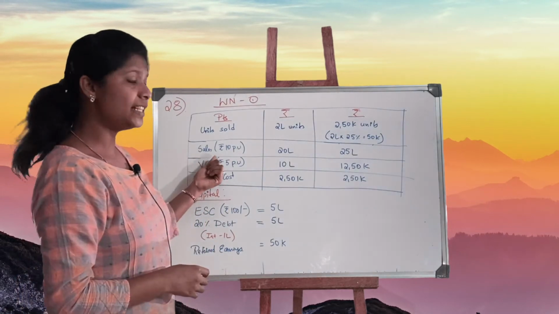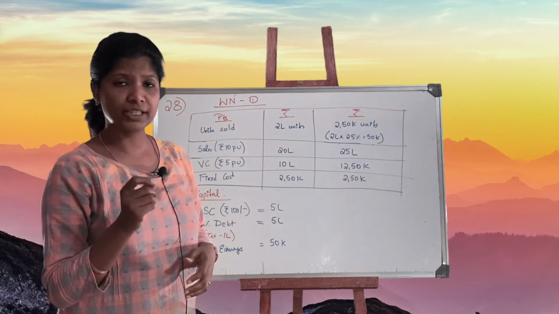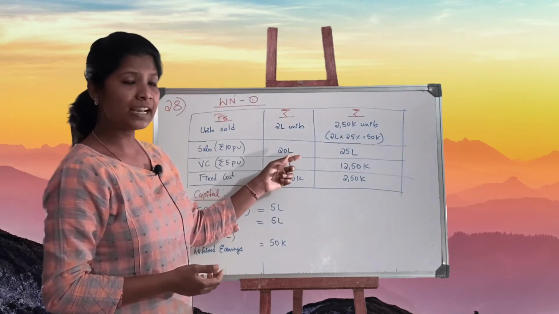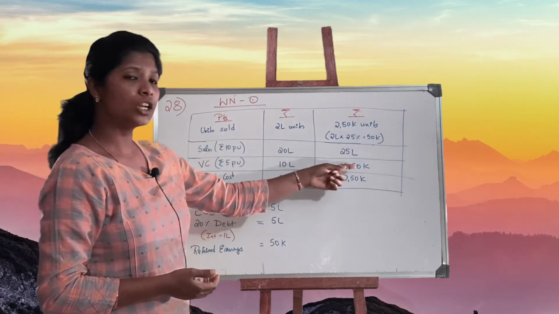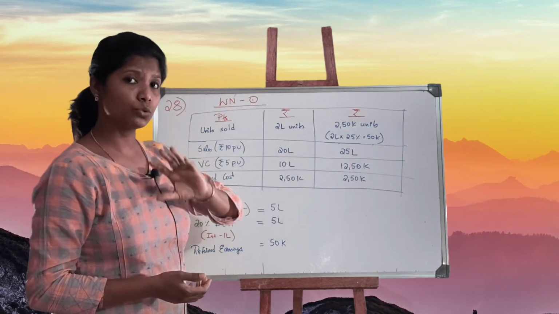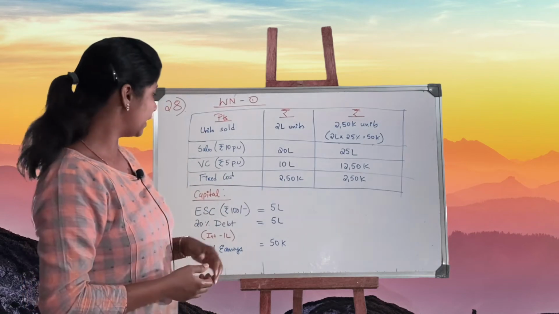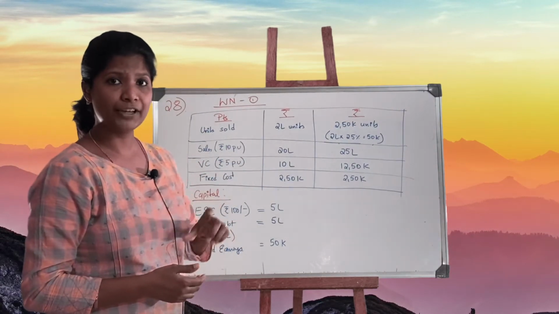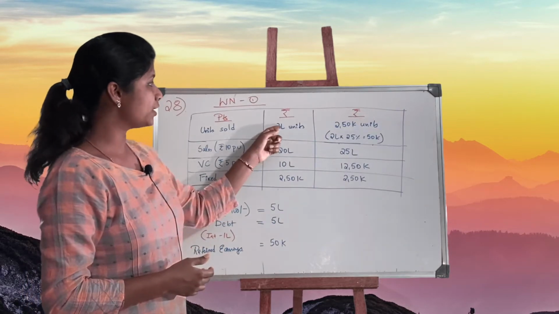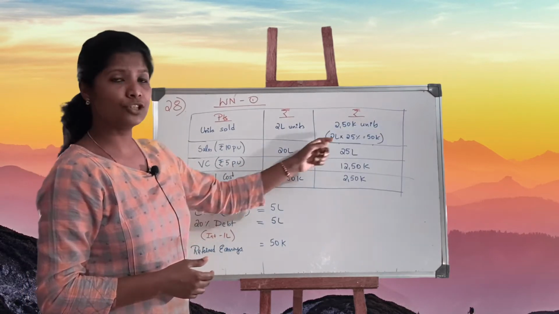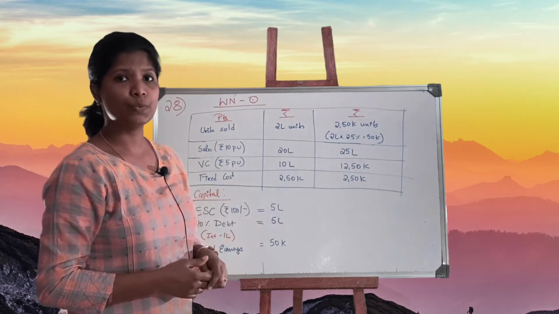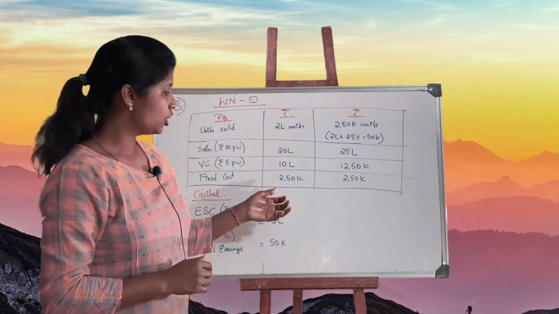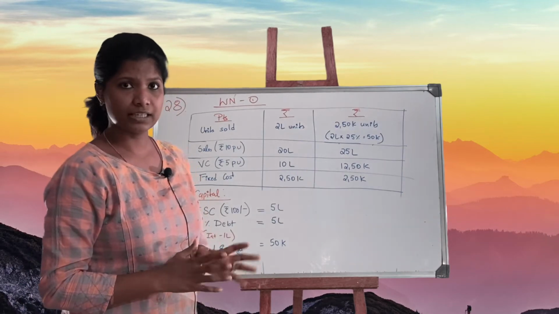Let's find out the sales. The question is given, each unit is sold at rupees 10. So 2 lakh into 10, 20 lakh, 2 lakh 50,000 into 10, 25 lakh rupees is the total sales made by the company. Variable cost is given at 5 rupees per unit. So 5 rupees into 2 lakh units, 10 lakh. 5 rupees into 2 lakh 50,000 units is 12 lakh 50,000. Fixed cost will remain unchanged, 2 lakh 50,000, under both the circumstances.